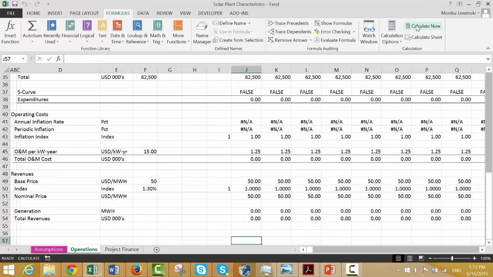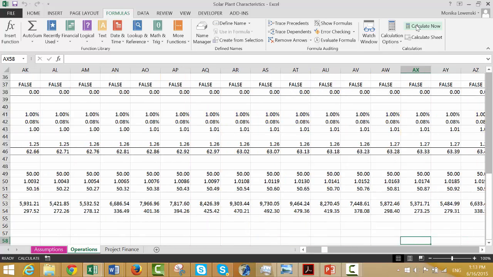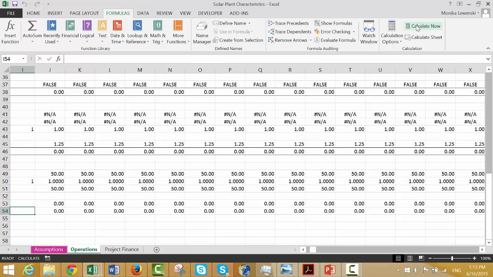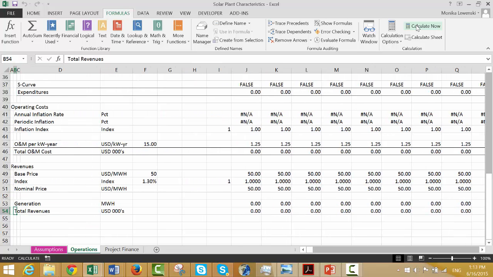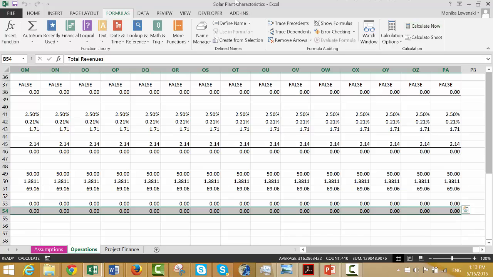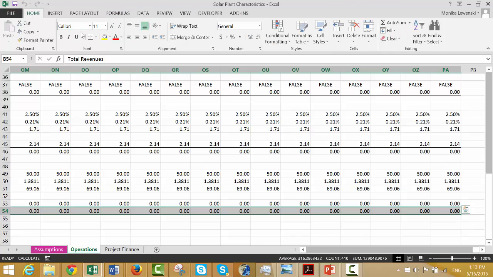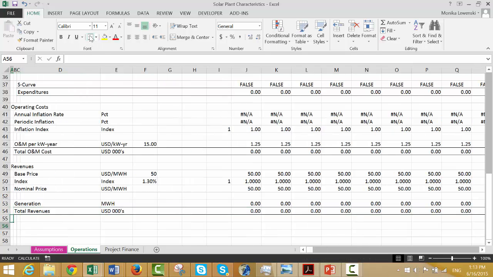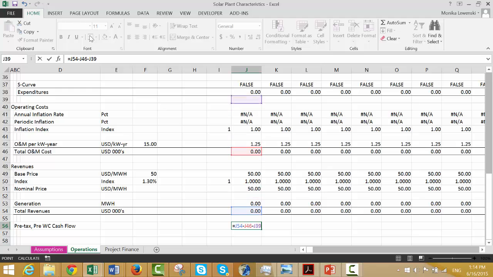Because of course this was monthly, and here's our monthly revenues, and we'll put this in, and then the very first thing to do is to compute the pre-tax cash flow. Pre-tax working capital cash flow, okay, which is, let's just make sure we have a reasonable amount. So we take this revenue minus this O&M cost minus the expenditures.